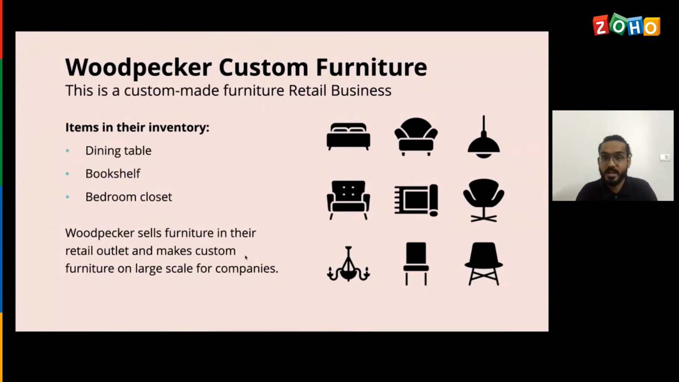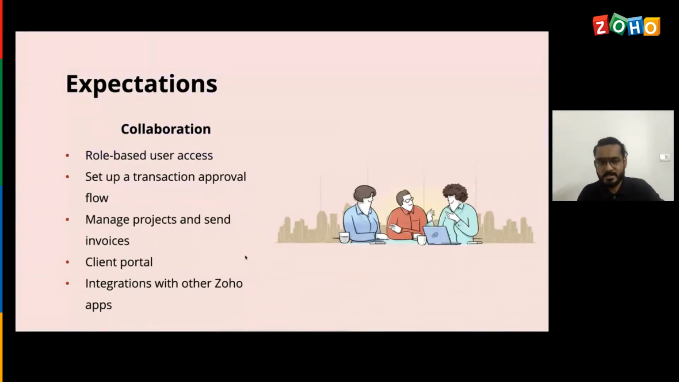So these are going to be the items in the inventory, and the Woodpecker sells furniture in their retail outlet, and also makes custom furniture on a large scale for companies. So this company will not only be managing your sales and purchases, they have several other expectations as well. What are they? Let's go in. What are the expectations on the collaboration front? Basic sales, purchases, accounting, it's already there. Other than that, what are the expectations they have?